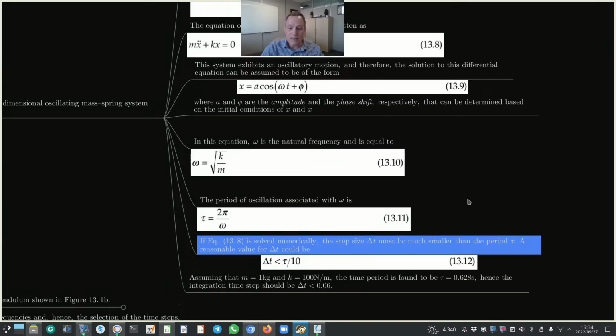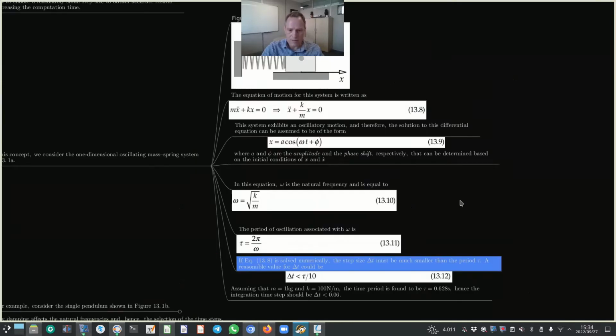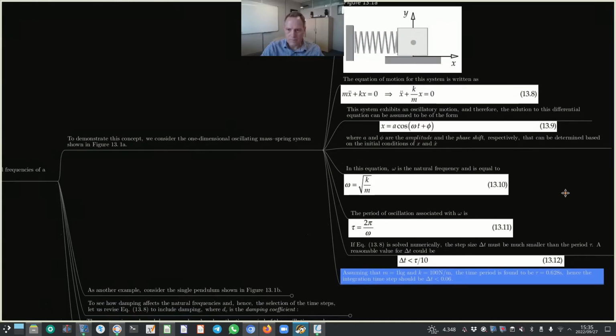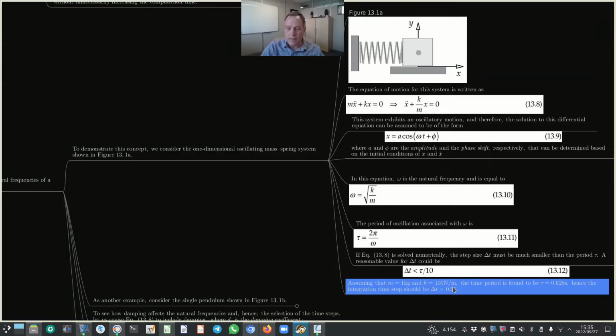Now, if 13.8 is solved numerically, the step size delta t must be much smaller than the period tau. A reasonable value for delta t could be delta t smaller than tau divided by 10. Now, assuming that for our example the mass is 1 kilogram and spring stiffness is 100 Newton per meter, the time period is found to be tau equal to 0.628 seconds, hence the integration time step should be less than 0.06, which is 1/10.